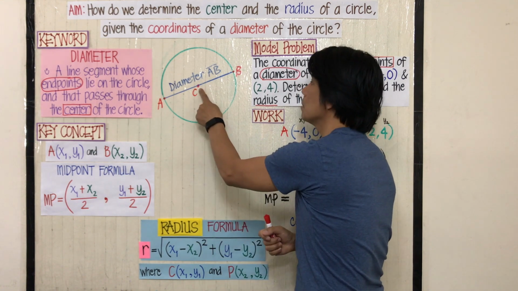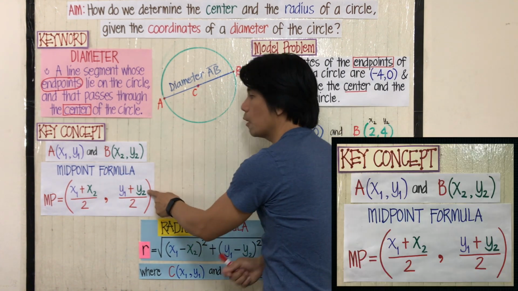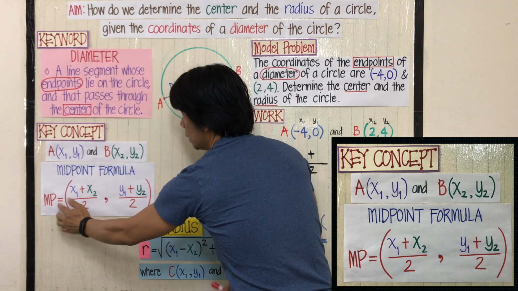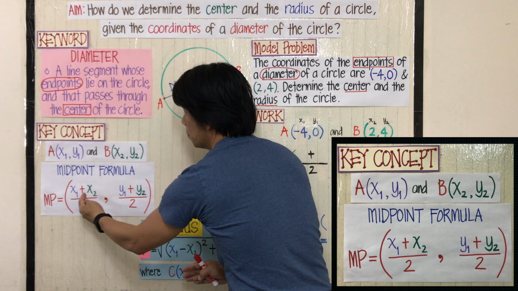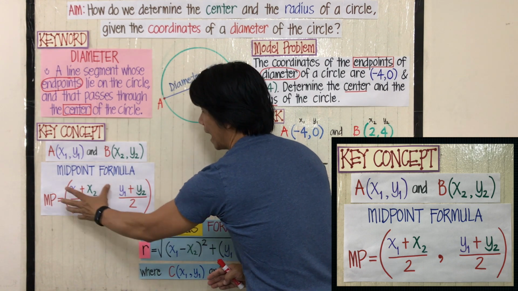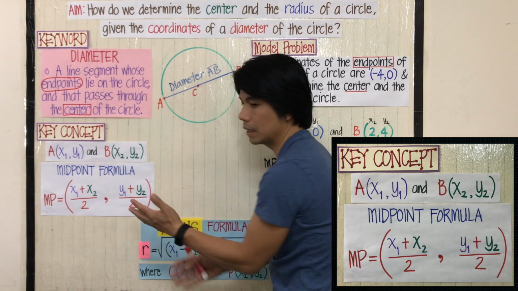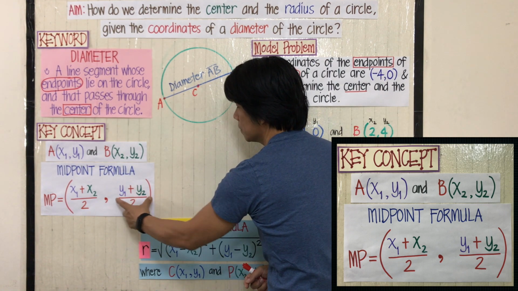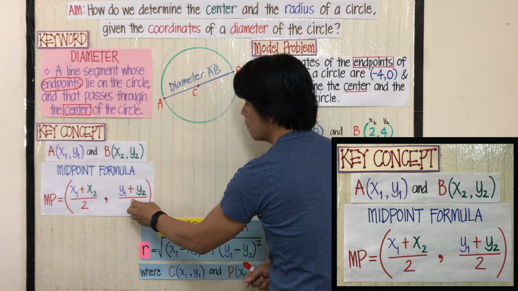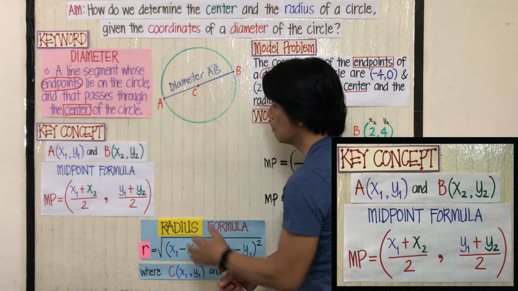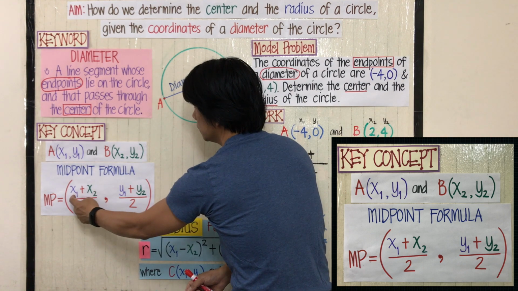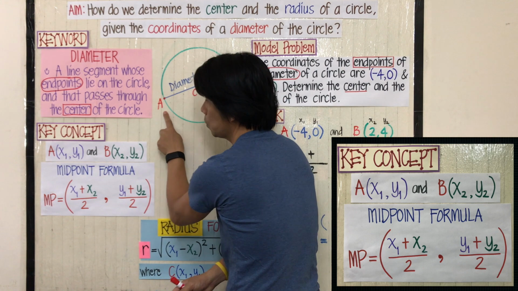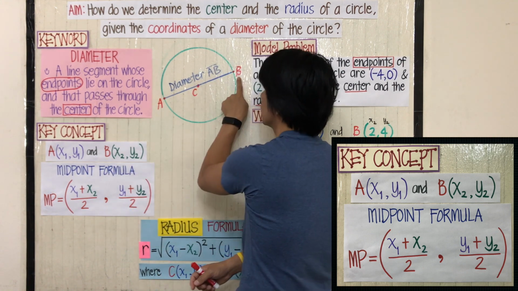So how do you determine the center? By using the midpoint formula. The midpoint equals the coordinate x sub 1 plus x sub 2 divided by 2. So you add them up, divide by 2. It's the average. Also y sub 1 plus y sub 2 divided by 2. Again, the average of the y coordinates. Where would you get the values of this x and y? From the coordinates of point A, which is one of the endpoints, and point B.